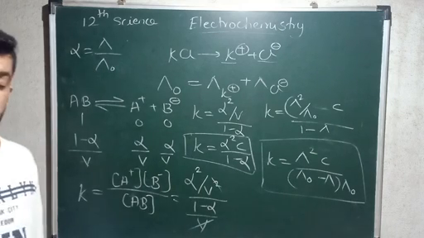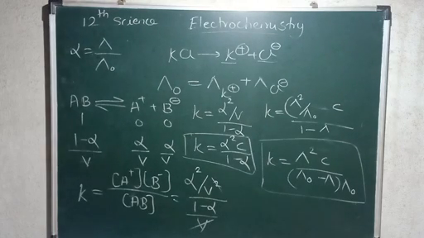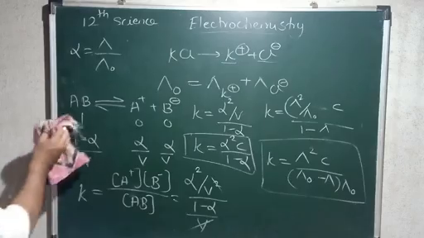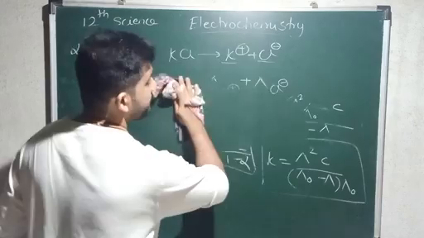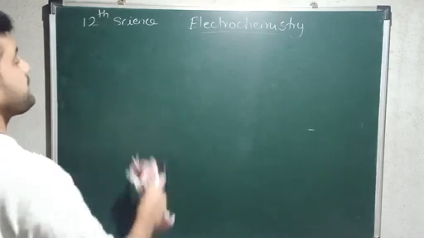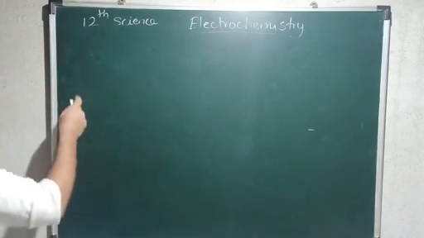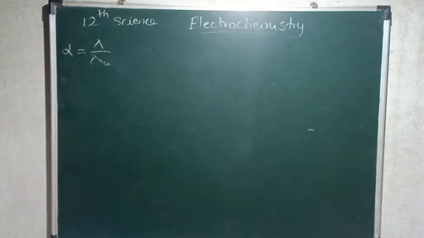We have seen Kohlrausch's law. Now we will start with the examples. The first example given to us is: the distance between the electrodes of a conductivity cell is... I hope you might have understood this part. I will write it down again properly. Alpha is equal to lambda upon lambda 0.